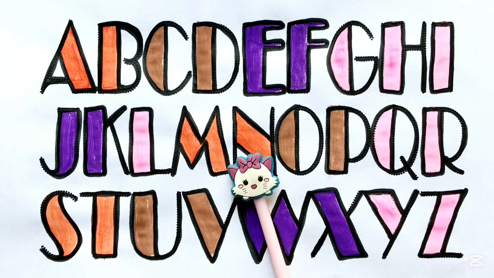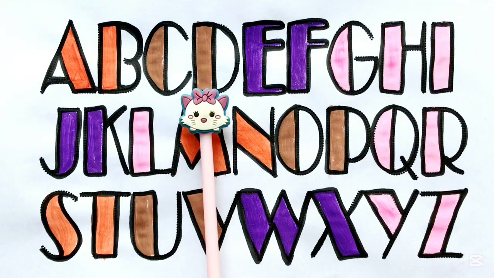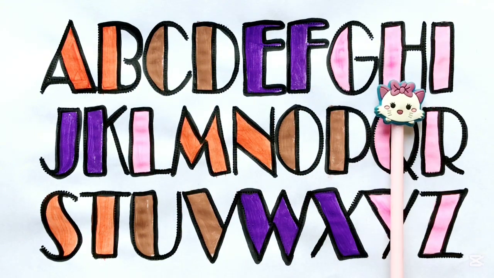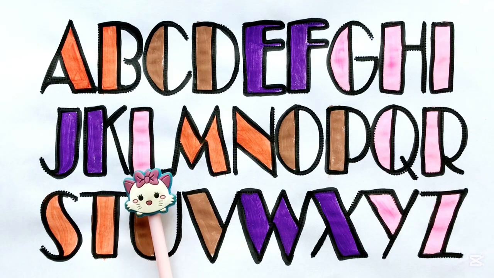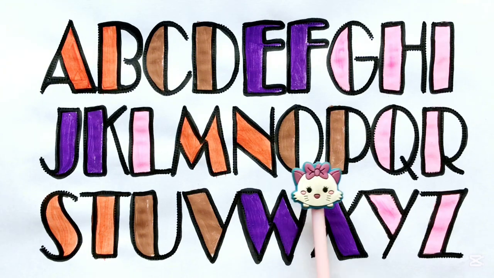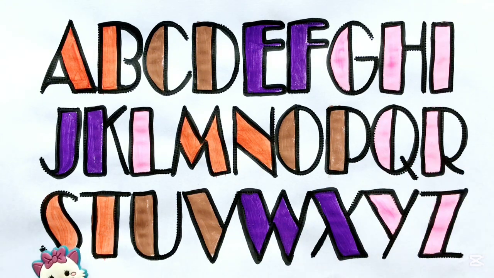Let's repeat, learn. Uppercase letter A, B, C, D, E, F, G, H, I, J, K, L, M, N, O, P, Q, R, S, T, U, V, W, X, Y, and Z.